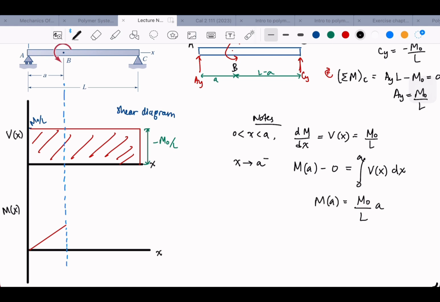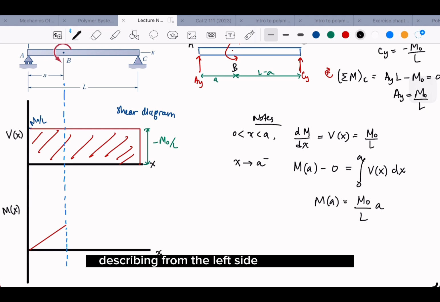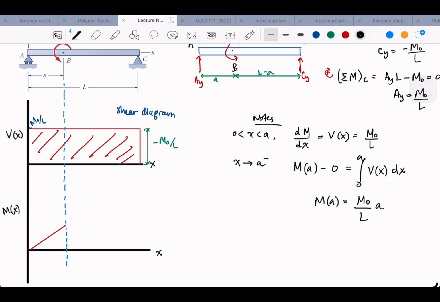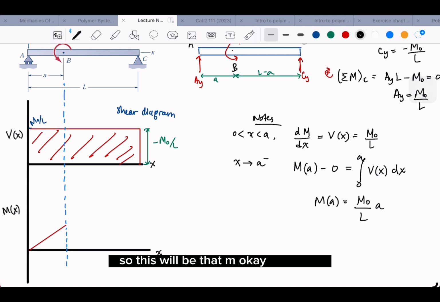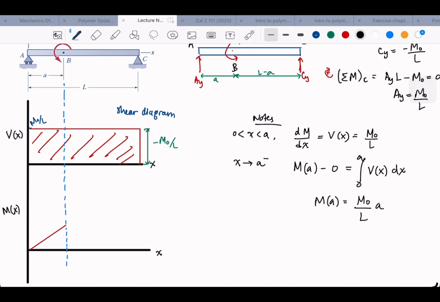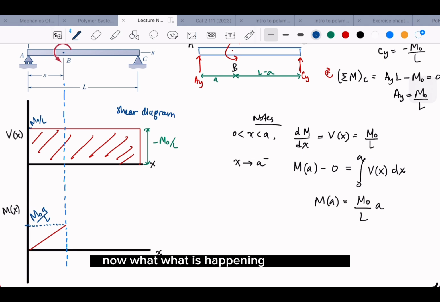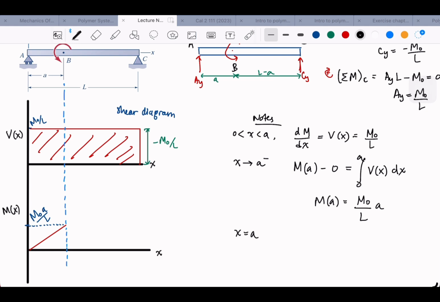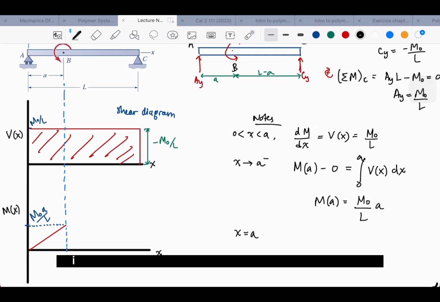This is MA describing from the left side of A, okay, from here. So this will be that M. Okay, so that is equal to M0 A over L. Now what is happening on x equal A? So let me just write here. At x equal A, we could say that, let me write first here, there will be a negative jump.